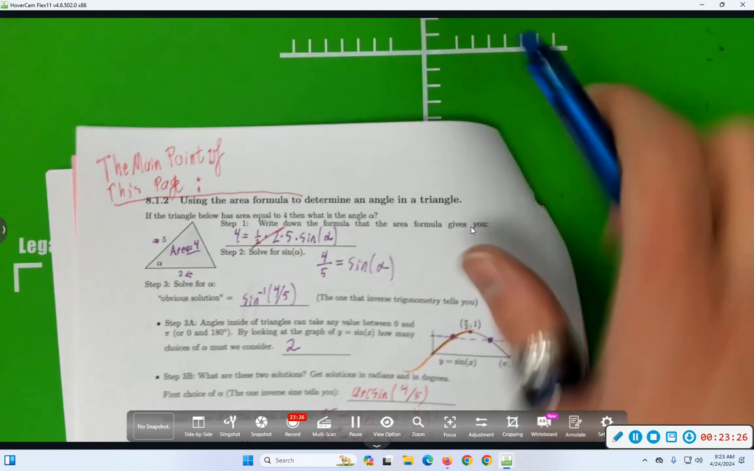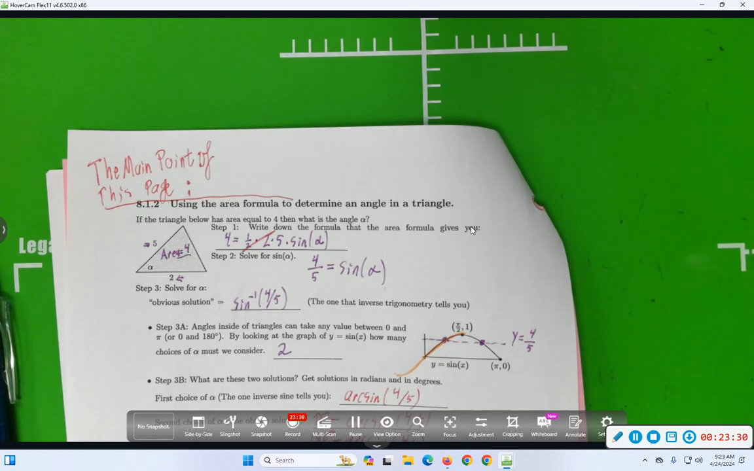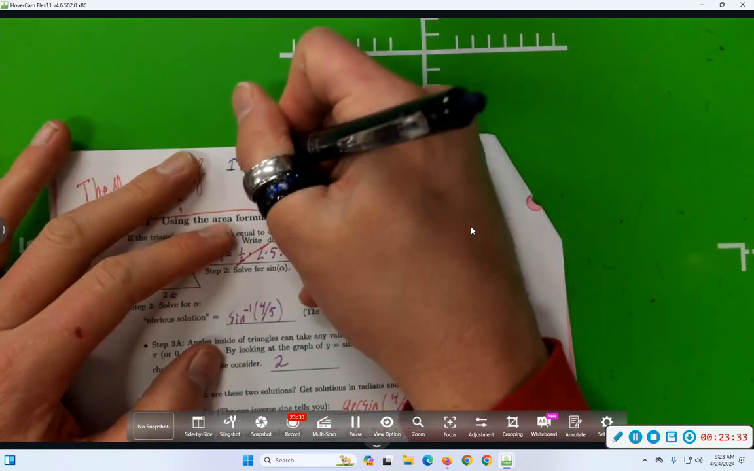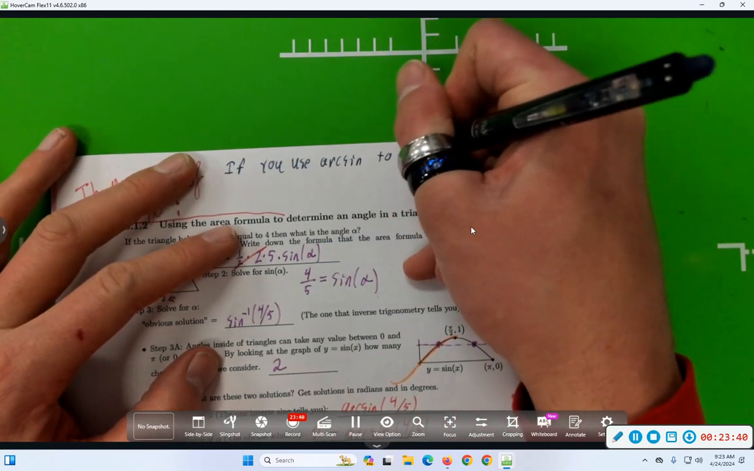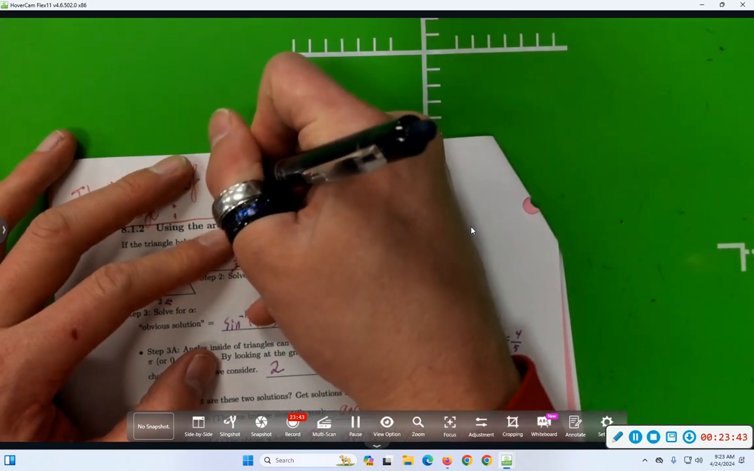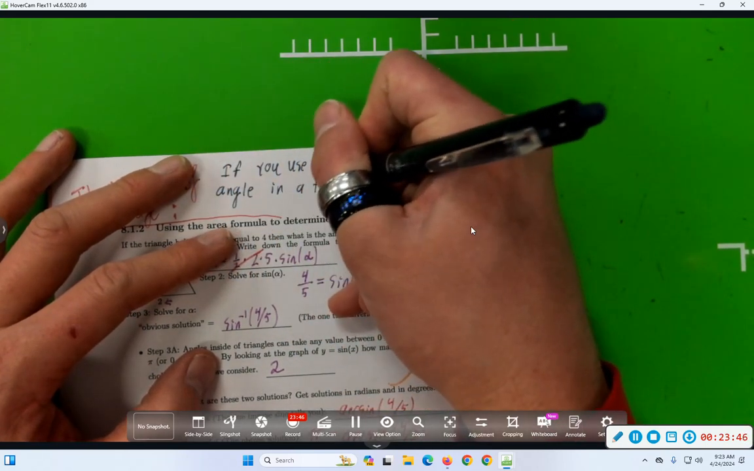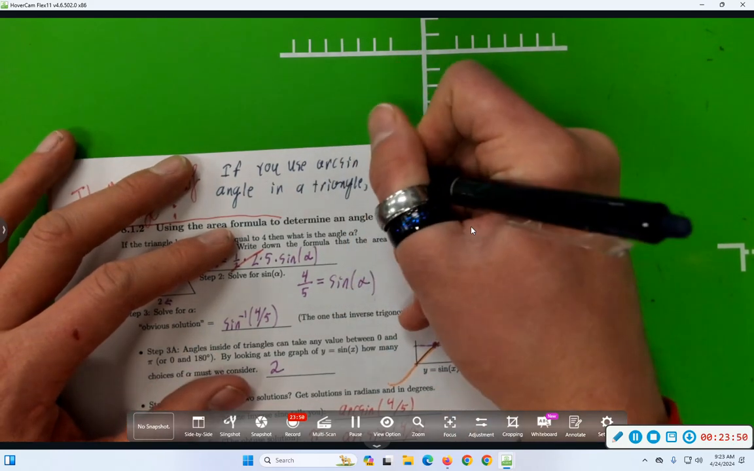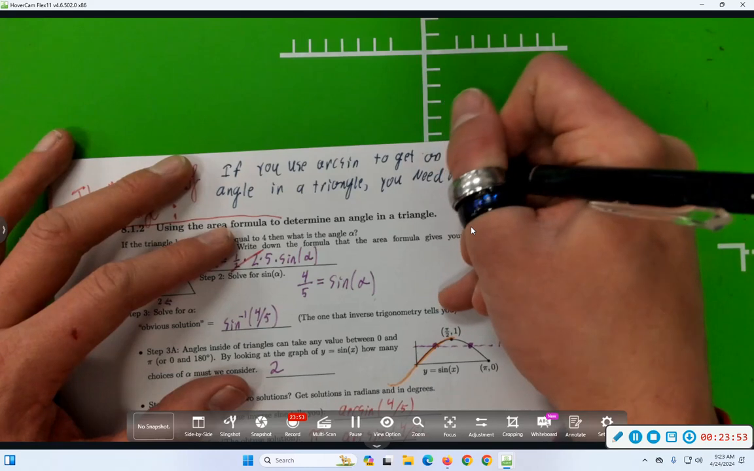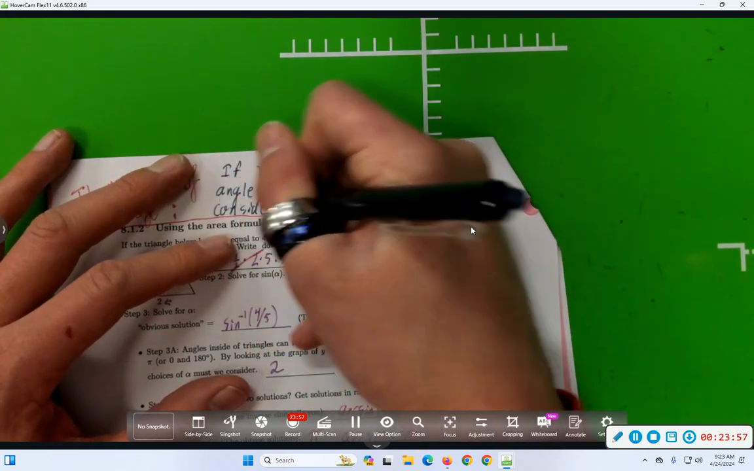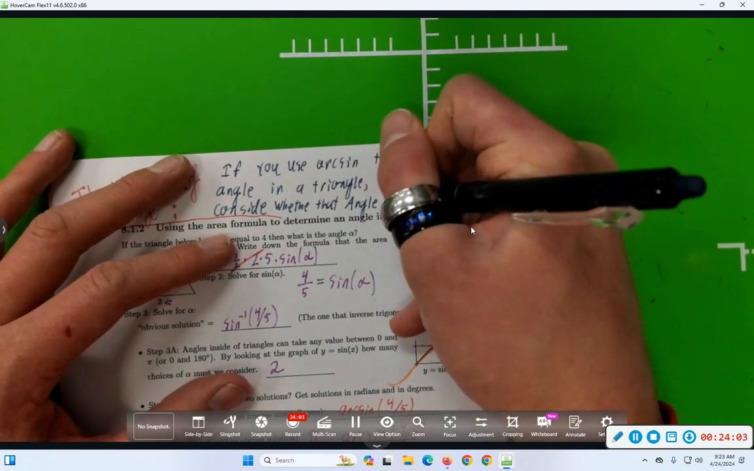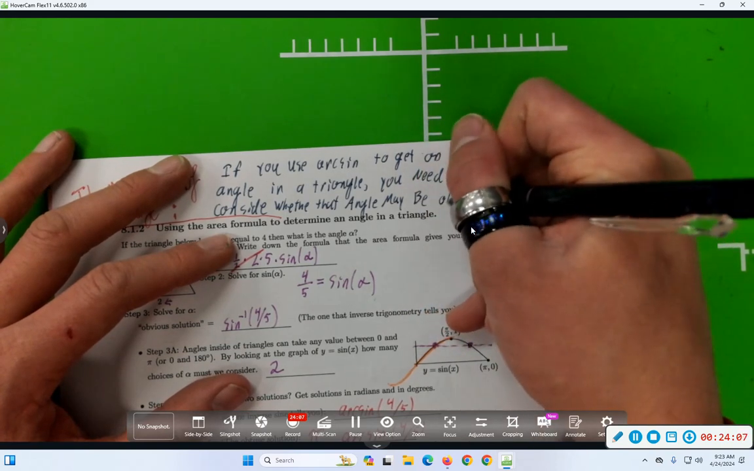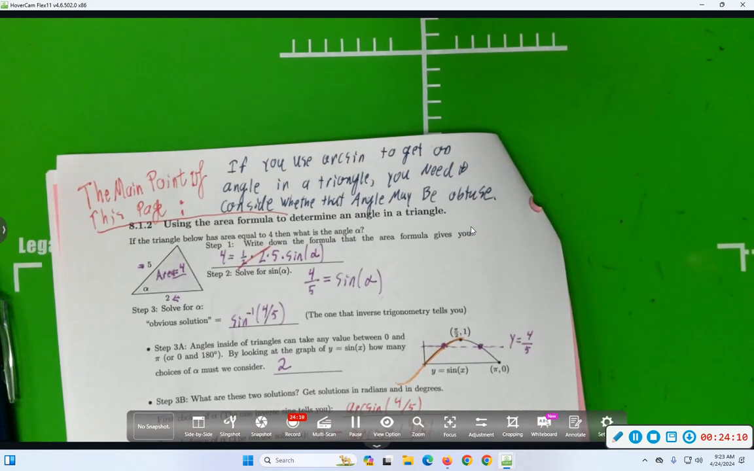So here's the main point of this page. Regardless of if you're using the area formula or the law of sines, if you use arc sine to get an angle in a triangle, you need to consider whether that angle may be obtuse, which is just code for bigger than 90 degrees, right? Groovy.